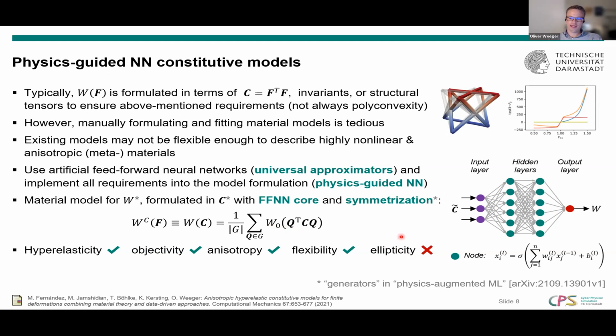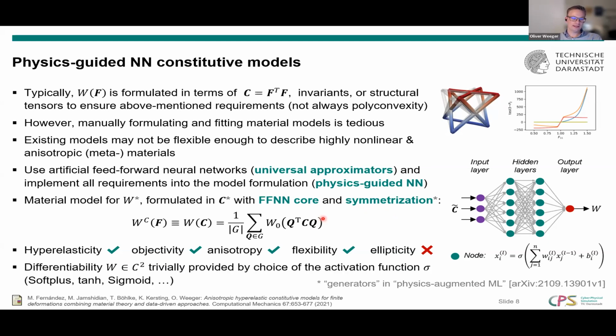Recently, there was a preprint, I think about half a year ago, which calls this physics augmented machine learning, basically in contrast to physics informed machine learning, where here we use generators in order to include our desired properties directly into the formulation. So formulating the material model in terms of W basically gives us the hyperelasticity property, it gives us the energy conservation. Formulating it in terms of C gives us the objectivity, and the symmetrization generates the right anisotropy.